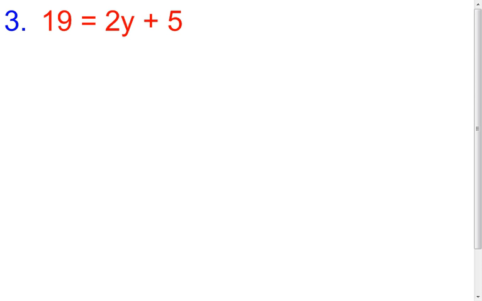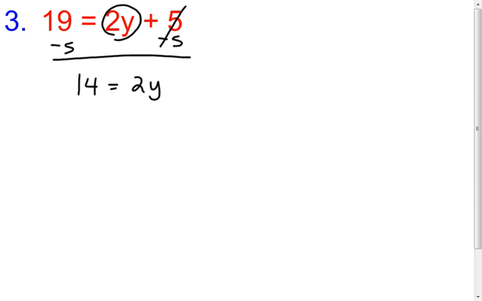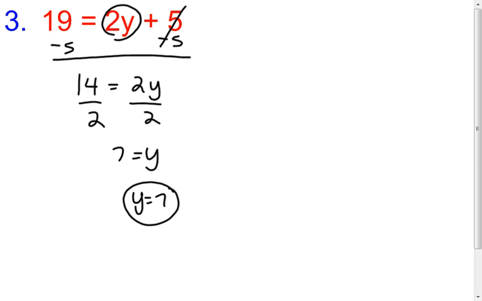All right, this time I've got the variable or the letter on the right side of the equation, but it's very similar. I want to isolate this, so I will subtract 5. That drops. 19 minus 5 is 14 equals 2 times y. I want to isolate that variable, so I will divide by 2, and I will have y equals 7. But of course, we'll clean this up and write it like that. Okay, so that's that one.